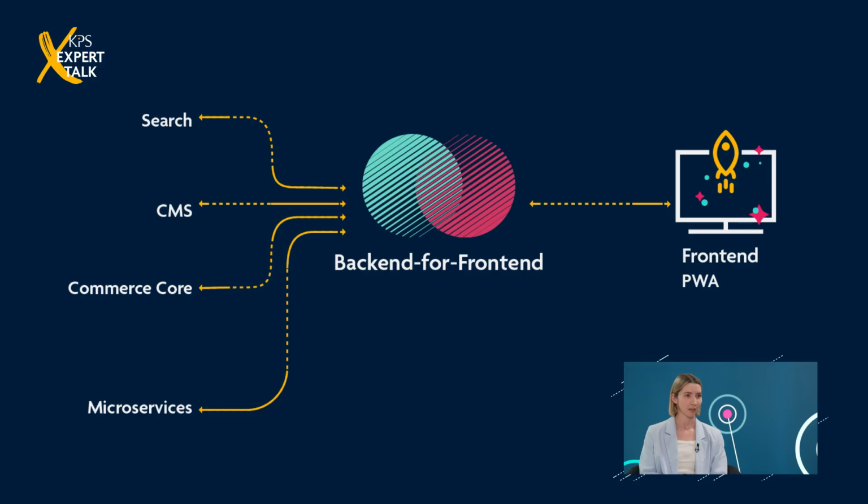So the top of the booster is our BFF, or our backend for front end, connected with the React front end. And the lower part is where we have the commerce core, the search, the CMS and our microservices. So the advantage is that the front end and the backend for front end never need to be replaced by something different.